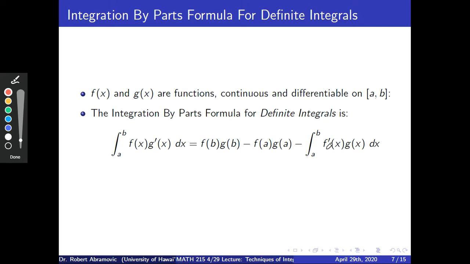So it's, again, the definite integral from a to b, f prime times g. So notice these bounds, the lower bound and upper bound, don't change. And again, the hope and the goal is that this definite integral, f prime times g, should be easier to evaluate than this definite integral, f times g prime.